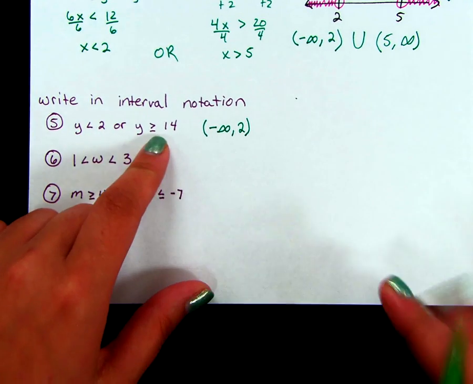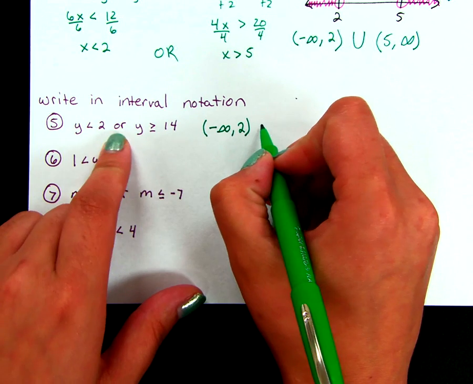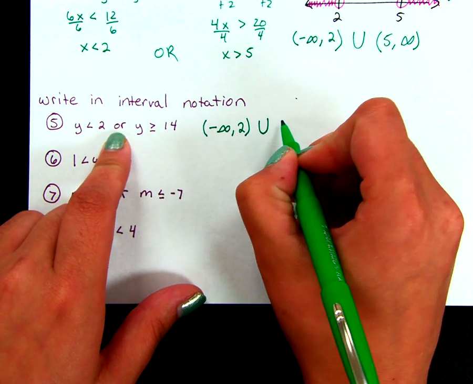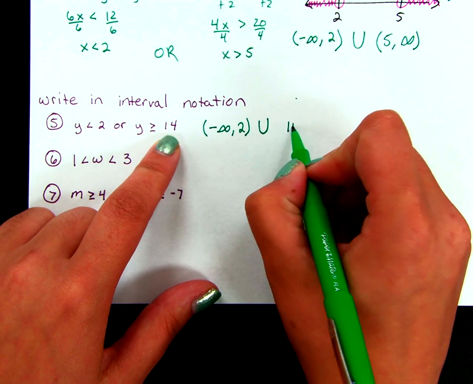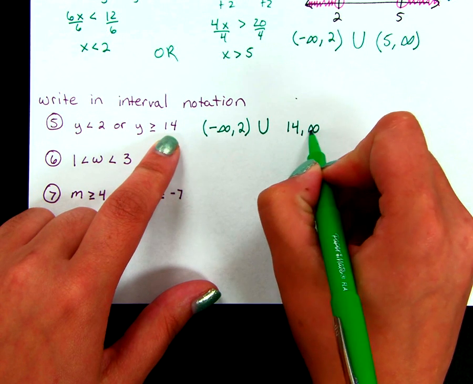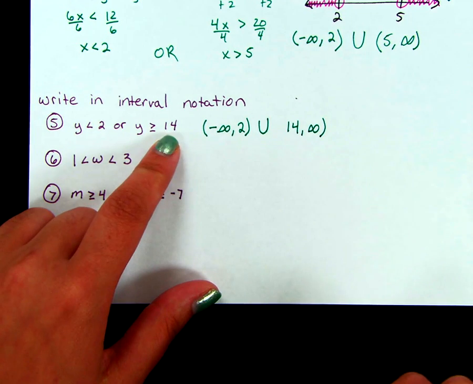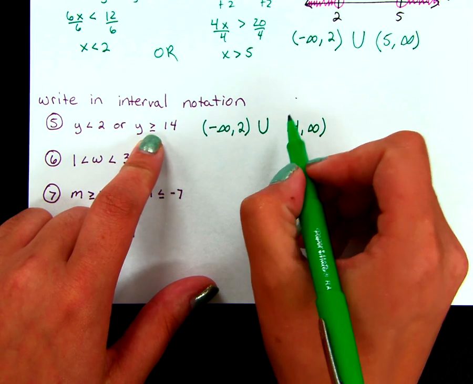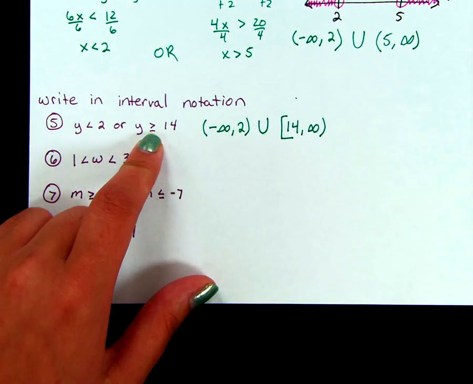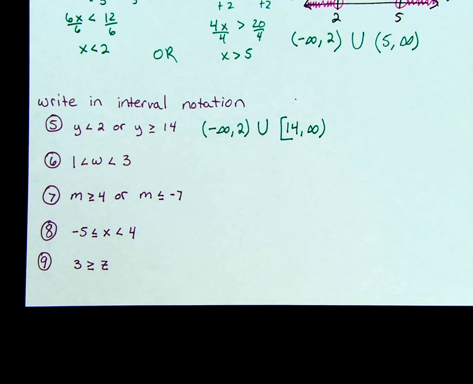And then we're going to put our or symbol, since here it says or. And then we're looking at 14. So this is going to be from 14 all the way up to positive infinity. So again, infinity gets the parenthesis. This one is equal to this time, so that means we need a bracket by the 14. So that's our interval notation for that one.